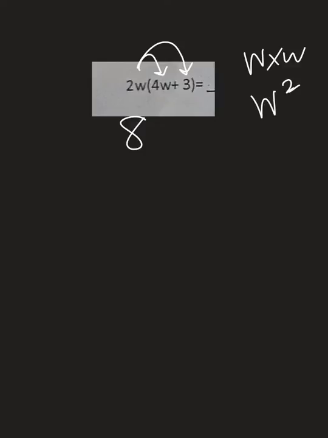So the same thing is true here. When we have this w and we're multiplying it by another w, we can write that as w squared. So 2w times 4w would give you 8w squared.